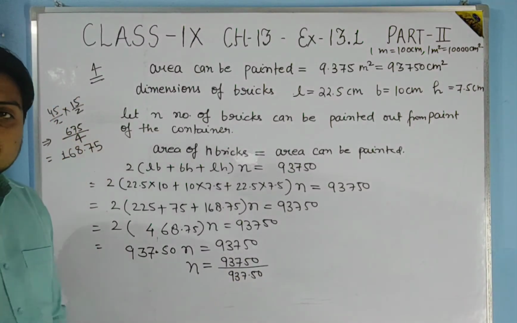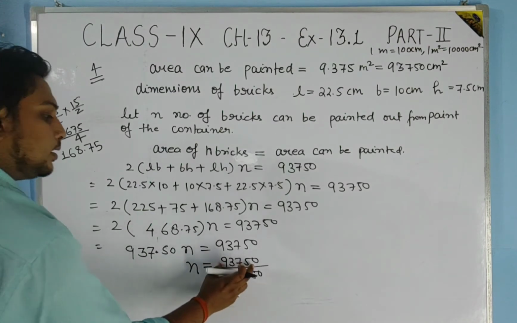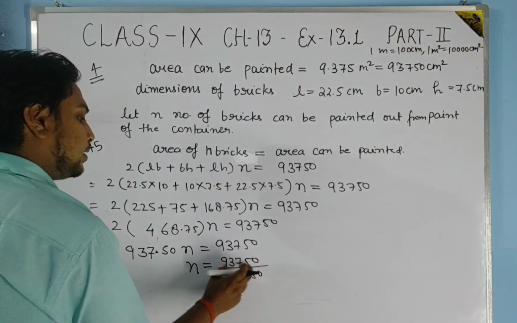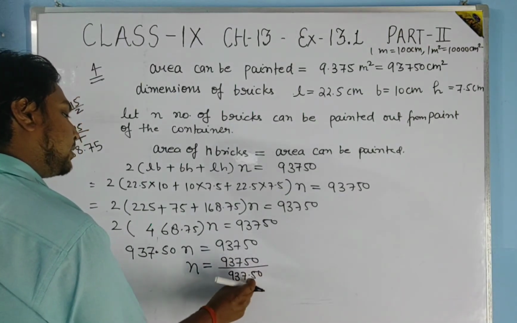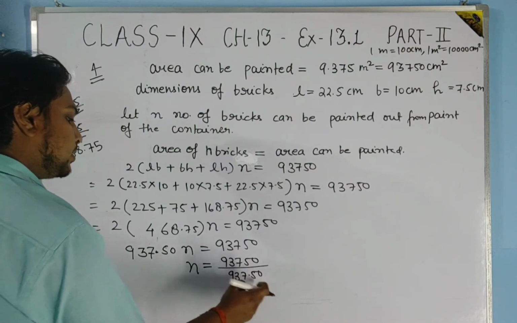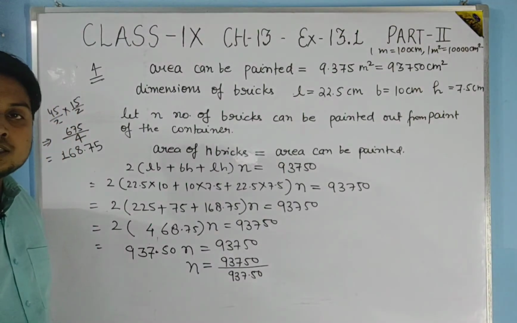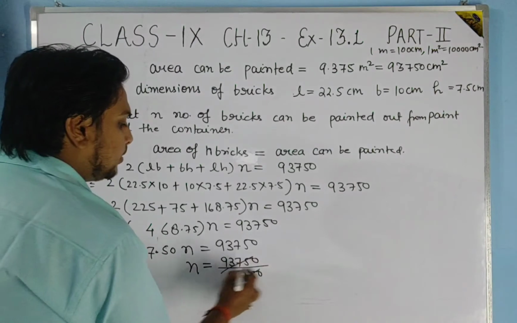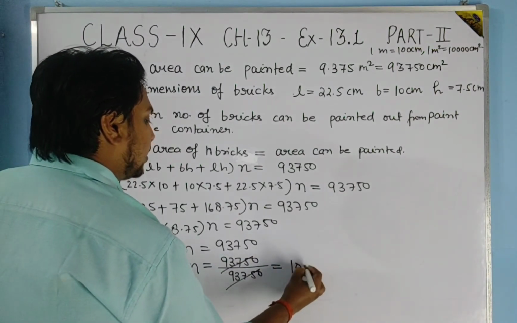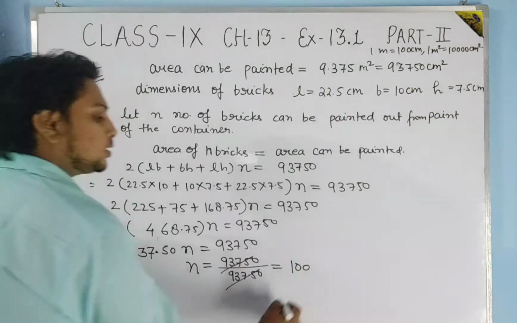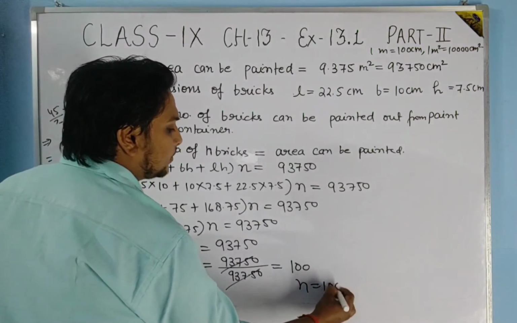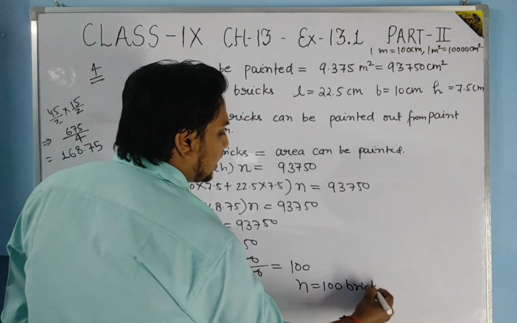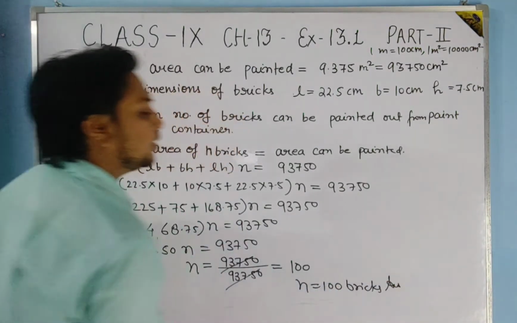Now one thing you can see, students, that here it is 93750 and here it is 937.50. Means the difference is the two decimal places. So when you divide it, it will give the answer, that is 100. So 100 bricks. Okay, this is the answer of this question.